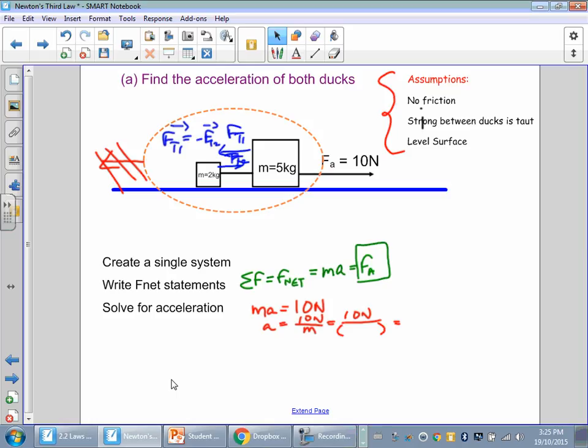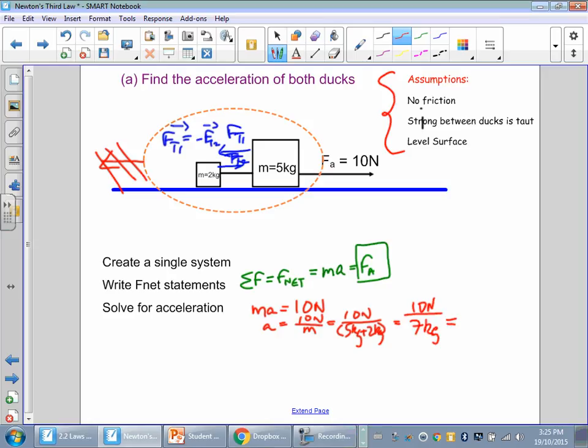Okay, so we have MA is equal to 10 newtons, and then if we isolate for A, it's 10 newtons over M. What's very, very important here is you're treating it as one system. So now M becomes 5 kilograms plus 2 kilograms, which is equal to 10 newtons over 7 kilograms, which is equal to 1.4 meters per second squared.